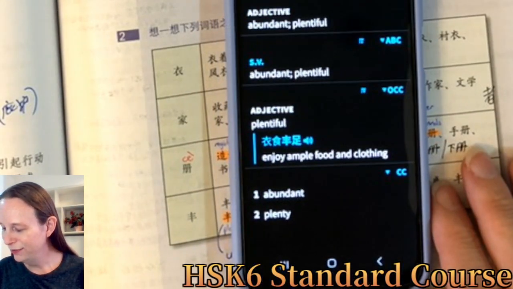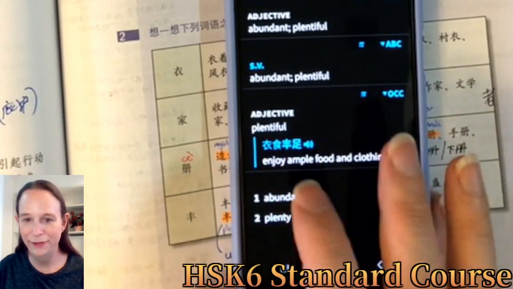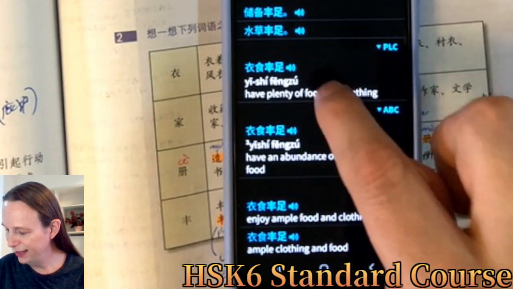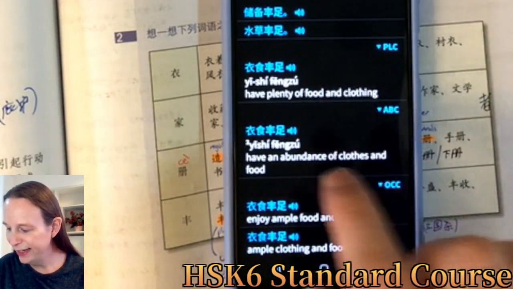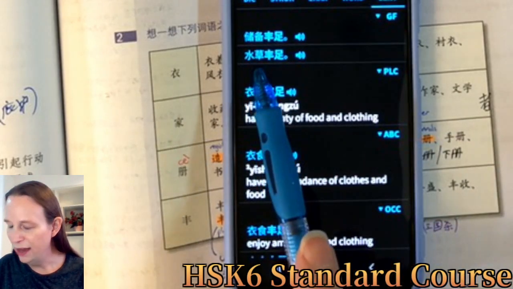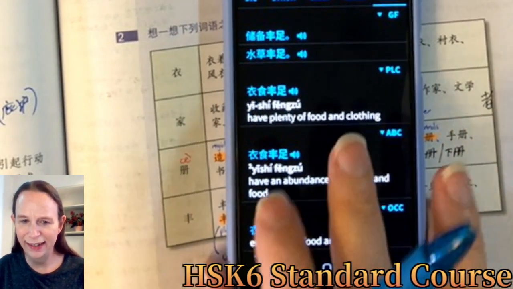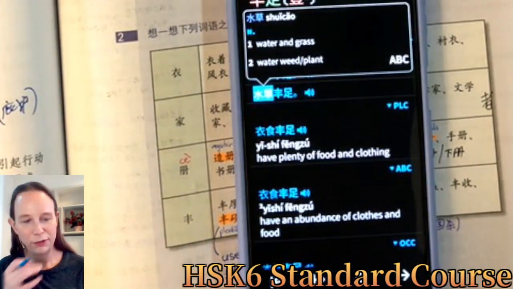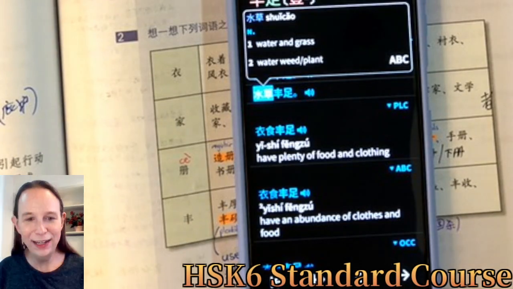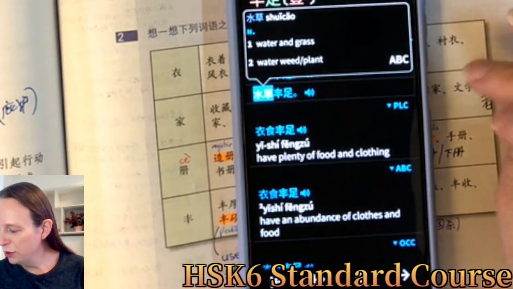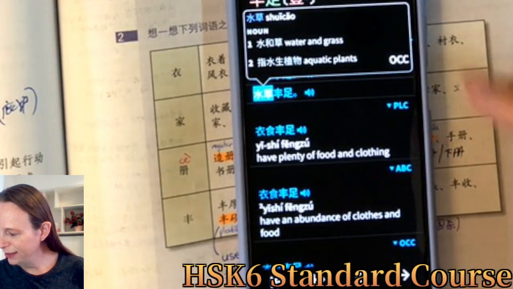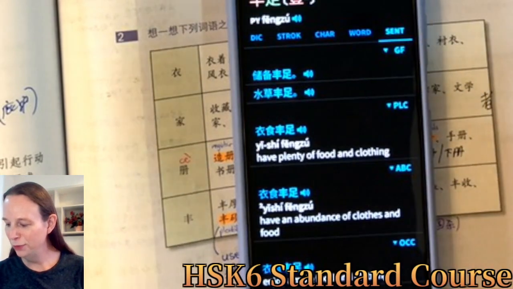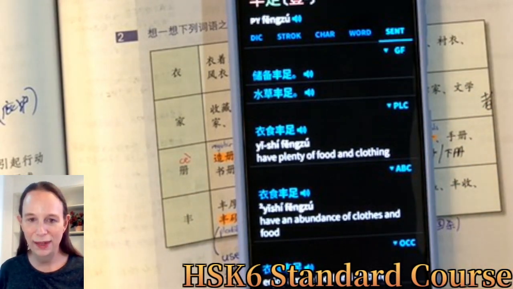Okay, 衣食丰足. Plentiful clothing and food. All right, every single example is the same pattern. 4 of them are identical. 水草. 水草 is kelp, right? No, 海草 is kelp. 水草. Is it not kelp? Aquatic plants? Oh, it's water and grass. 丰足. Okay, 储备丰足, adequate reserves.